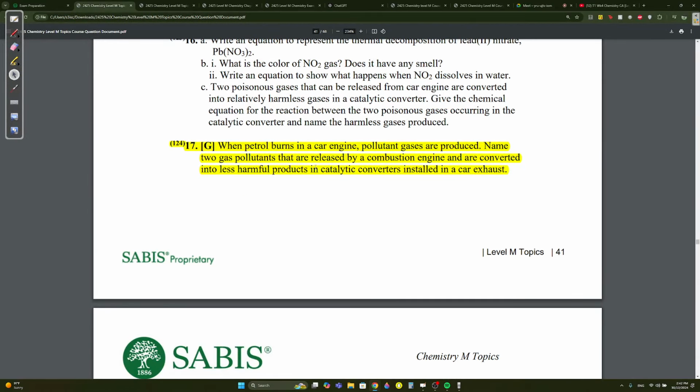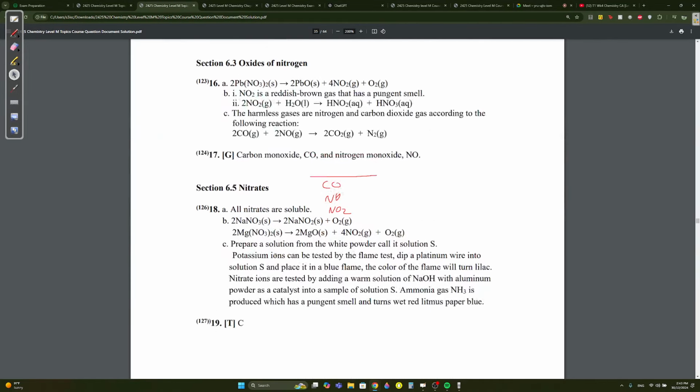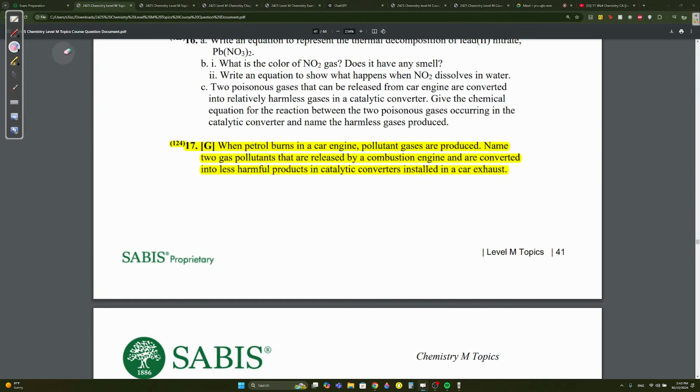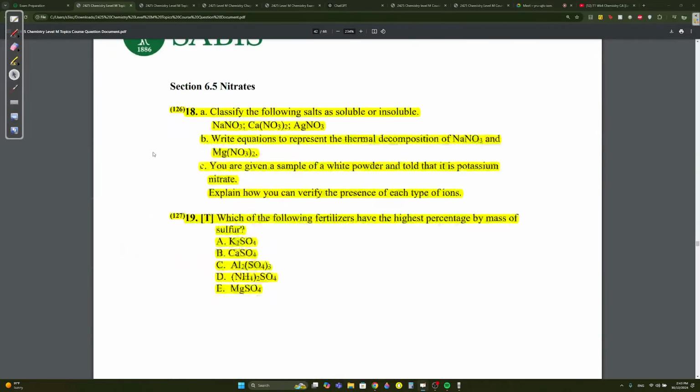When petrol burns in a car engine, pollutant gases are produced. Name 2 gas pollutants that are released by a combustion engine and are converted into less harmful products in catalytic converters installed in a car exhaust. Catalytic converters convert CO and NO to make them less harmful, as well as NO2. Any nitrogen oxide, by the way, is correct. Carbon monoxide and nitrogen monoxide. If they put NO2, pick it because it was correct in a previous question. It was correct in the quiz also. So know this, please know it. It came in the last periodic, and I think she will give this question in this periodic as well.